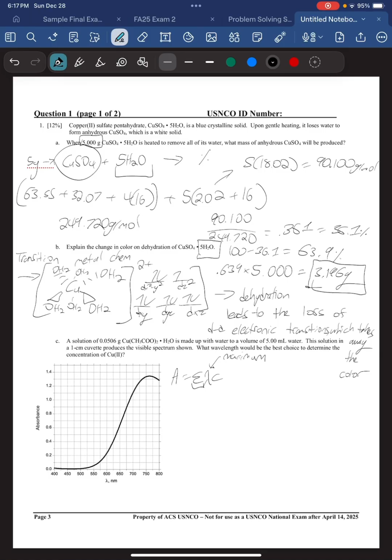So just looking at the graph here, we can see that the maximum is right here, which if we trace down to here is approximately 760 nanometers. So that's our answer for that one.